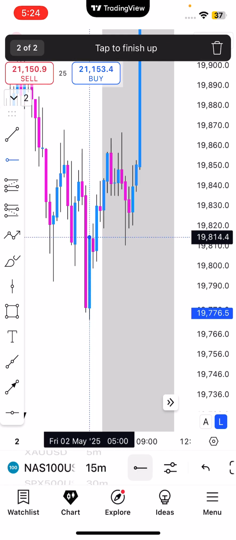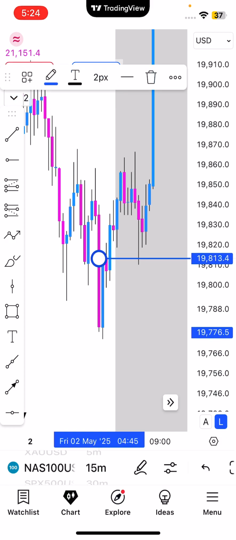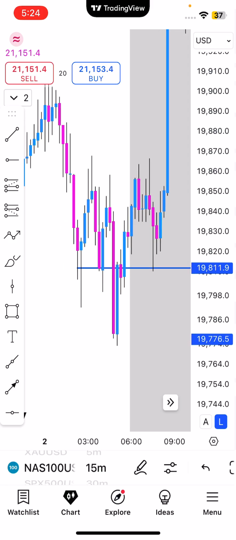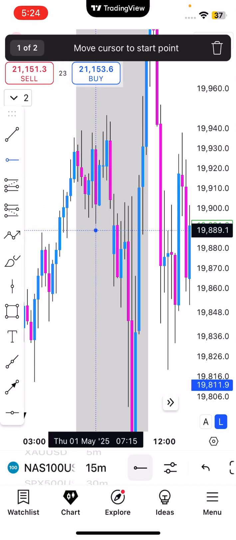Here, this would have been perfect. Price never came back to this level, so really nothing you can do. Also, it's a QMR level, so again, sometimes you just kind of miss trades. There's nothing you can do.